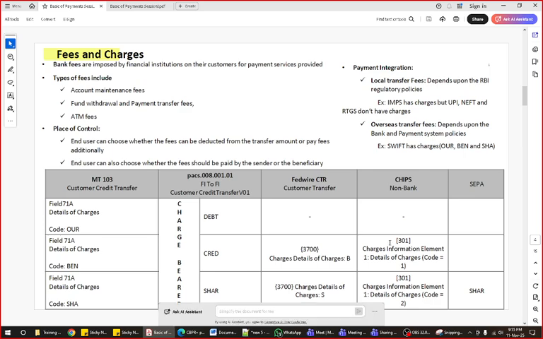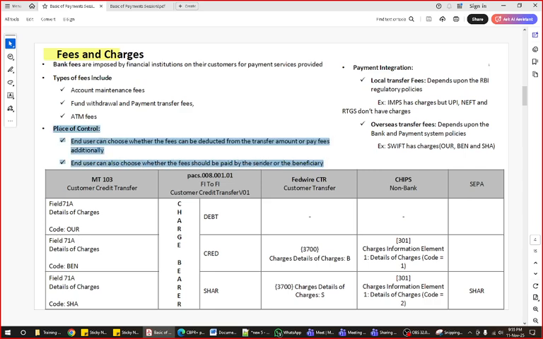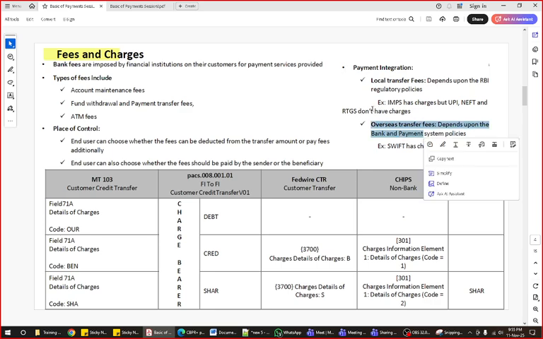All right, so what we have done till now: the end user can choose whether the fees should be paid by the sender or the beneficiary. This is the place of control. Don't worry about this part now. Local transfer fees depend upon the RBI regulatory policies, handled by the payment investigation integration team, so don't worry about this part as well. Overdraft transfer fees, you also don't have to consider.